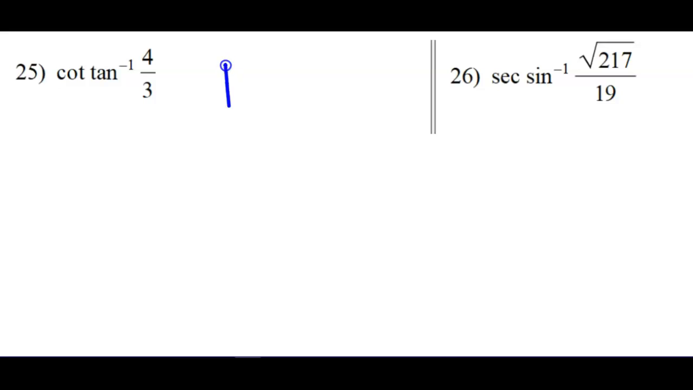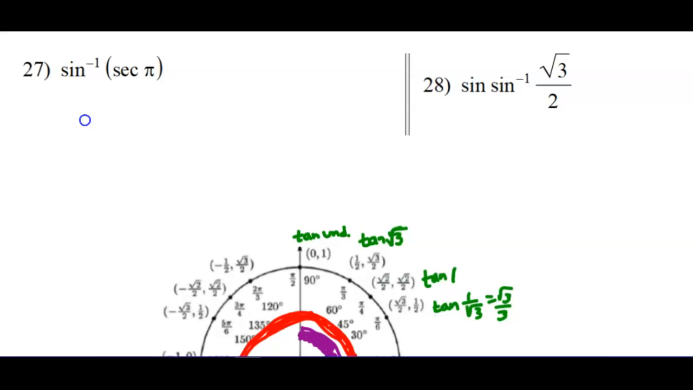Okay, one more of these drawn ones, I think. Tangent is positive, opposite over adjacent, cotangent. Okay, same triangle, don't need anything else, but cotangent flips it over, so I get 4/3.